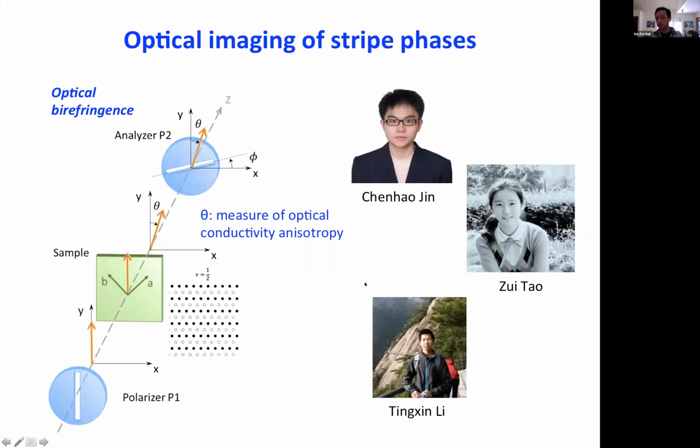Next, we will switch our sample to the moiré samples, supposedly having the stripe phases. And the idea is again very simple, right? You just put your sample, and as long as the incident polarization is not accidentally aligned to the major or the minor axis of the stripe crystal phase, then you'll be able to get a polarization rotation, and the signal is a measure of the optical conductivity anisotropy of the system. And this work is, as I mentioned, mainly driven by these three people here.